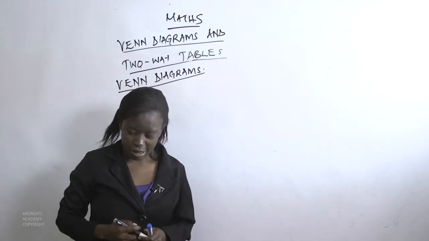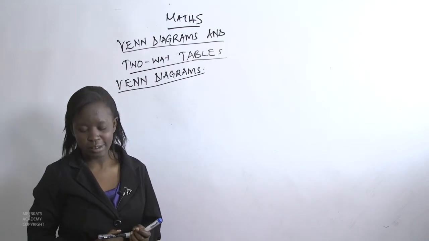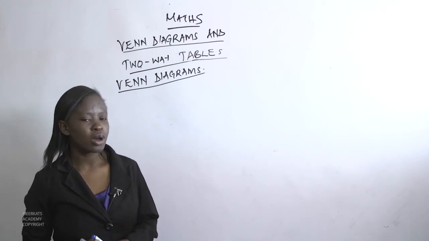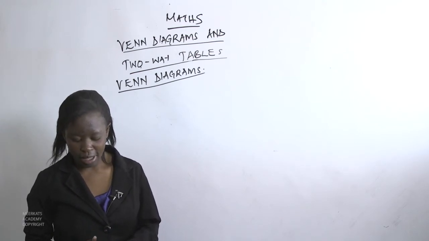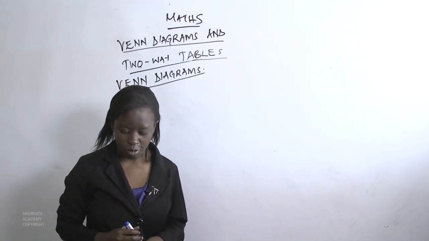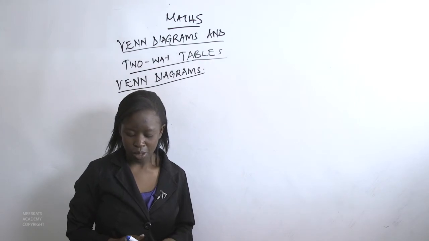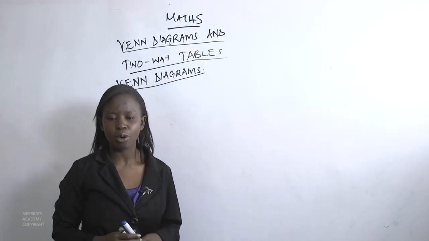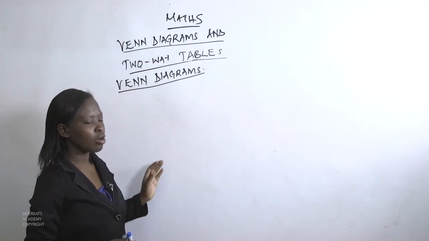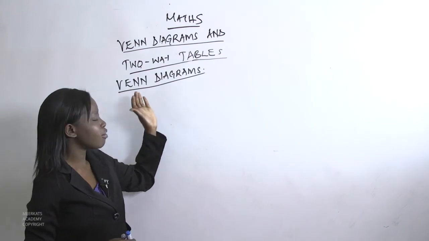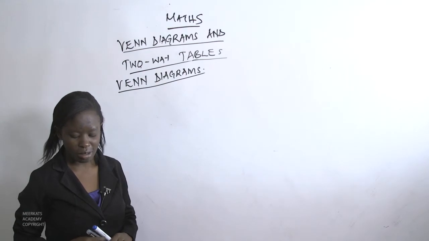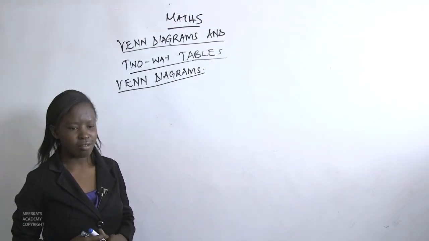So after you've represented your data in a two-way table, you can simply transfer the two-way table into a Venn diagram. A Venn diagram is simply a pictorial representation of a two-way table without the totals in a row or a column. Where in the two-way table we were writing the totals in a row or a column form, now with a Venn diagram, we are drawing some pictures to represent the given survey.